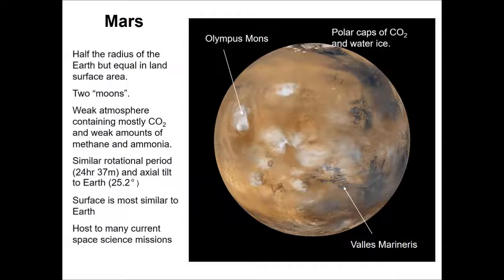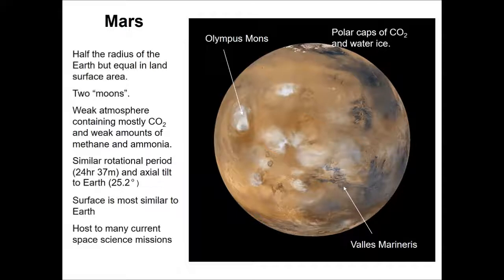What's labeled in the picture here is Olympus Mons. Olympus Mons is a gigantic volcano. It's 3 times the size of Mount Everest in terms of height, and it's about the size of the country of France. It's absolutely enormous. Valles Marineris is like a giant canyon.